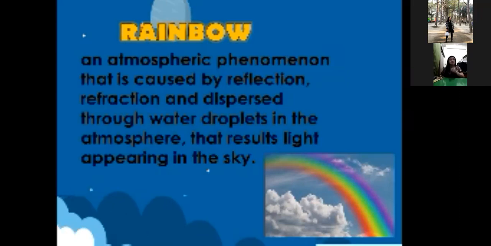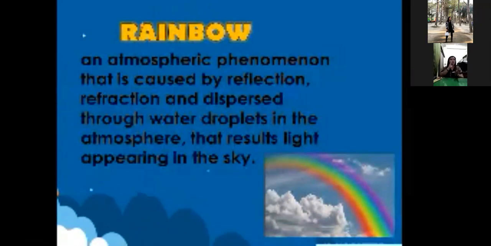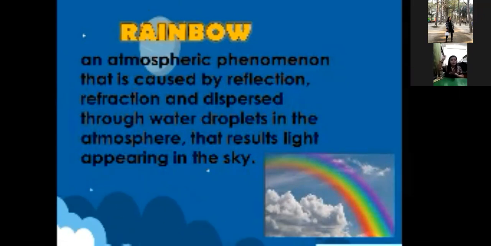It is because of the reflection. It doesn't mean that the droplets are red, orange, blue, indigo, yellow. It doesn't mean that the droplets are those colors. But it appears in the sky with different colors because of the reflection of the sun, of the droplets, of the clouds, of the different natural objects in the sky. That is how a rainbow is produced.